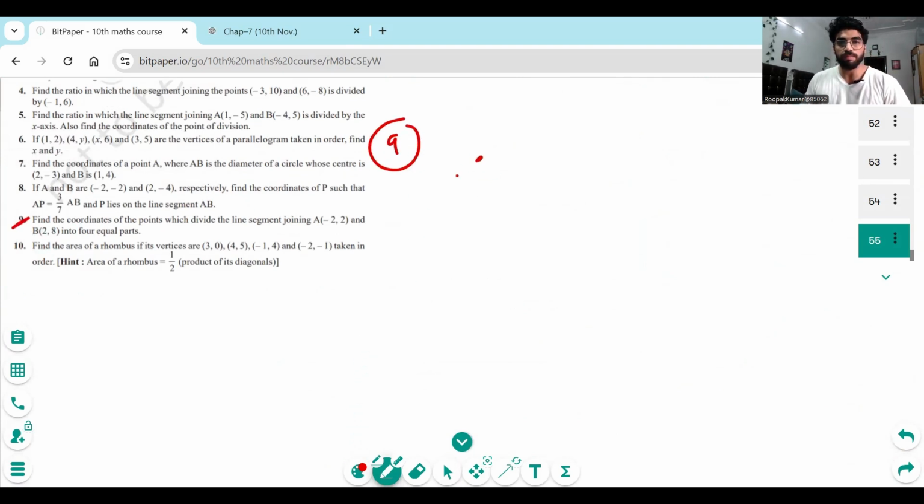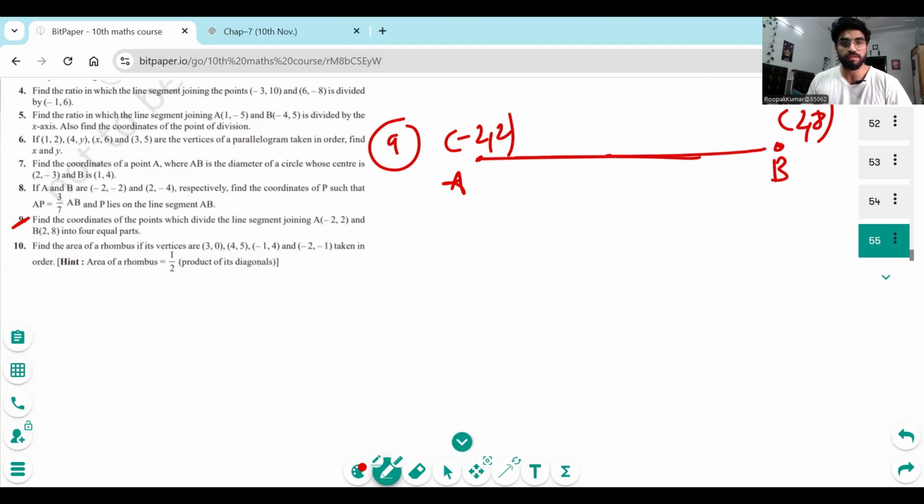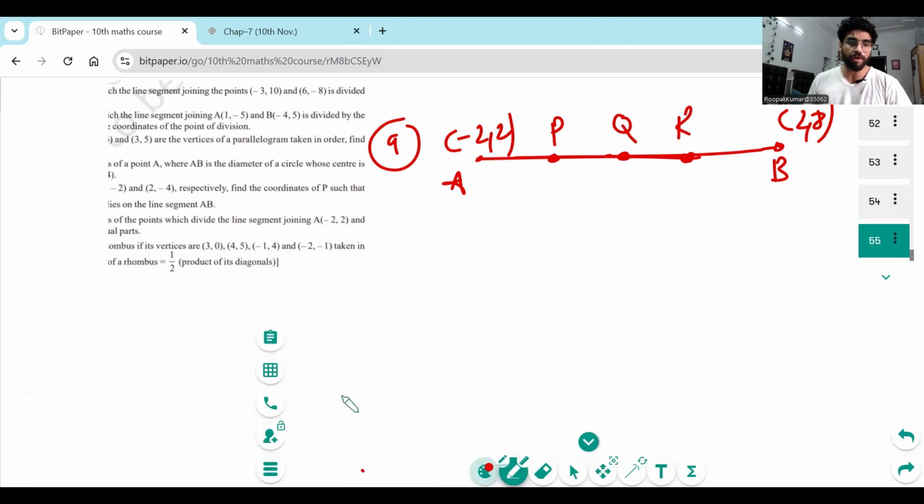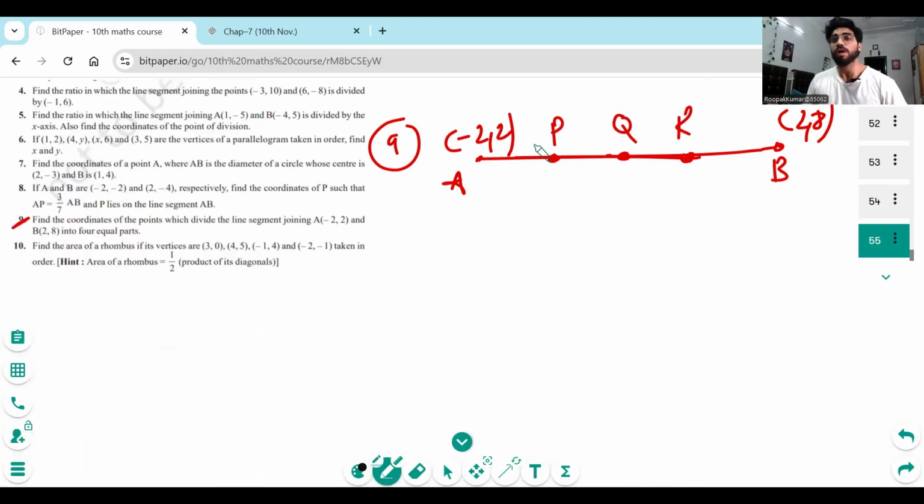So there are points A minus 2 comma 2 and B, which is 2 comma 8. Now it is divided into 4 parts, right? So there will be 3 points, PQR, let's say. I'm going to use the midpoint formula only. You can use the section formula if you want to, though the midpoint formula is a special case of the section formula itself.